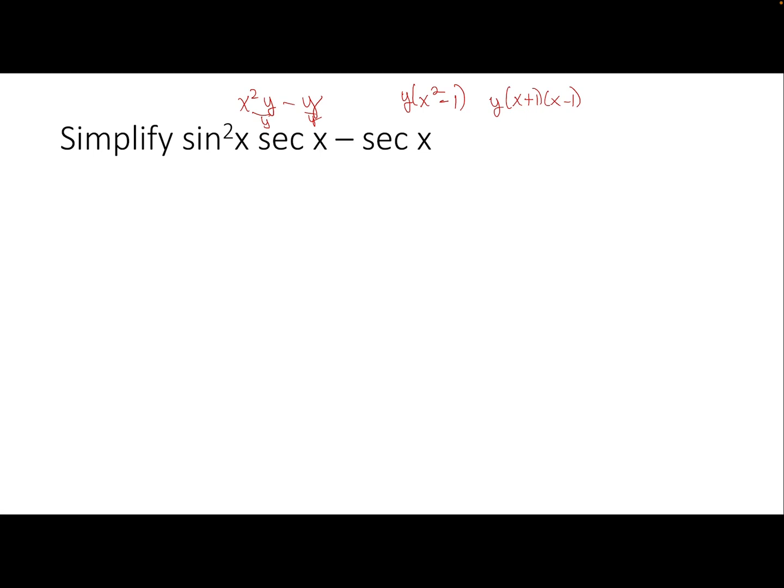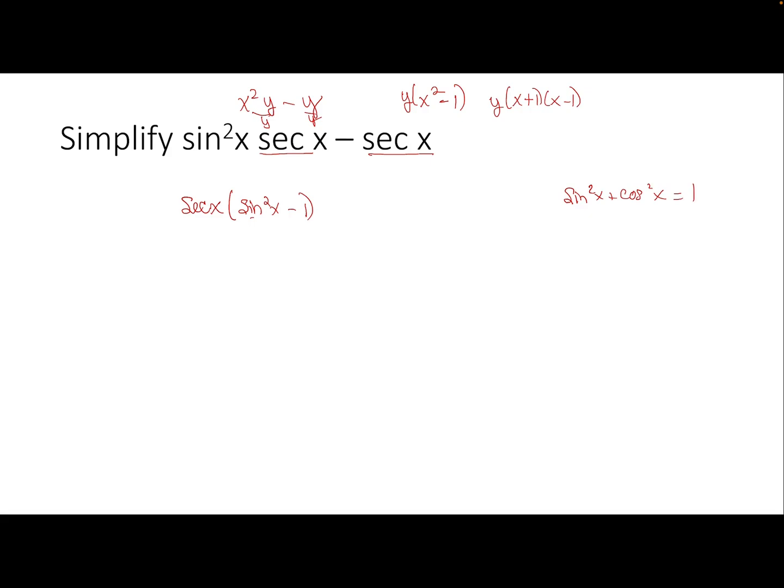We can try to simplify this by factoring. So when I notice that they both have a secant of x in common, I can factor that secant of x out. It's the greatest common factor. What remains is the sine squared of x and a negative 1. From here, we could further factor it, but hopefully, since we just saw it, you recognize that whenever we see sine squared of x with a 1, it could potentially be a Pythagorean identity. So we know that the sine squared of x plus the cosine squared of x is equal to 1.